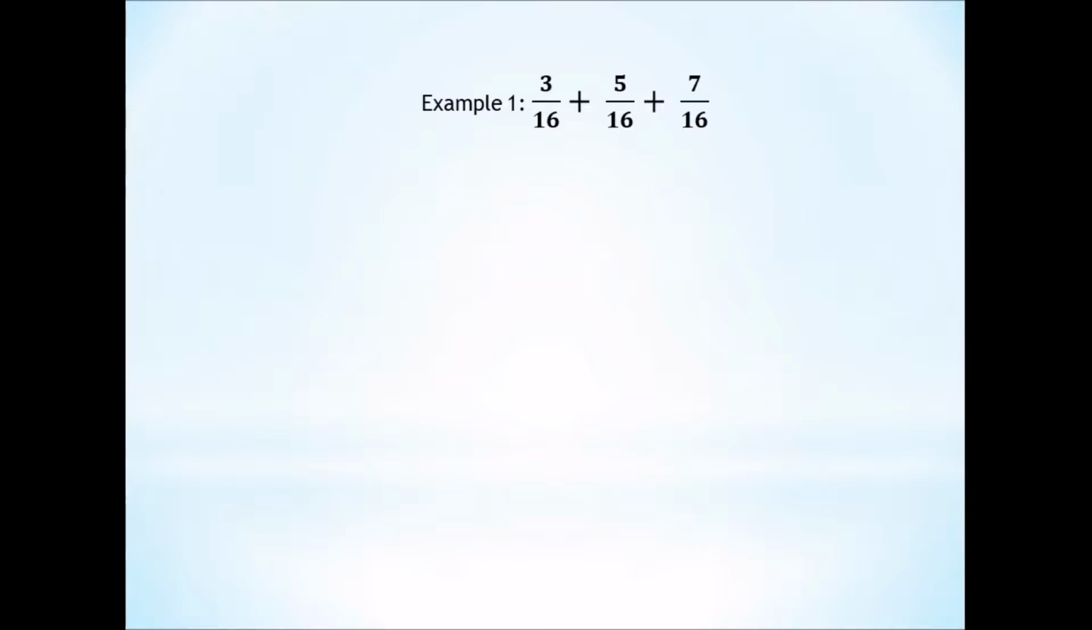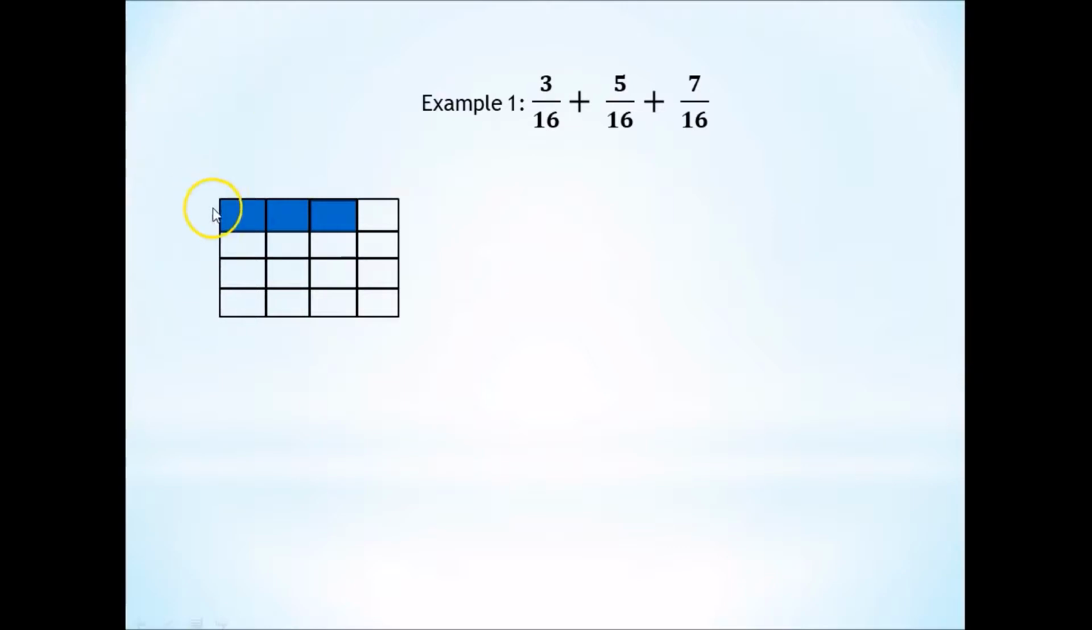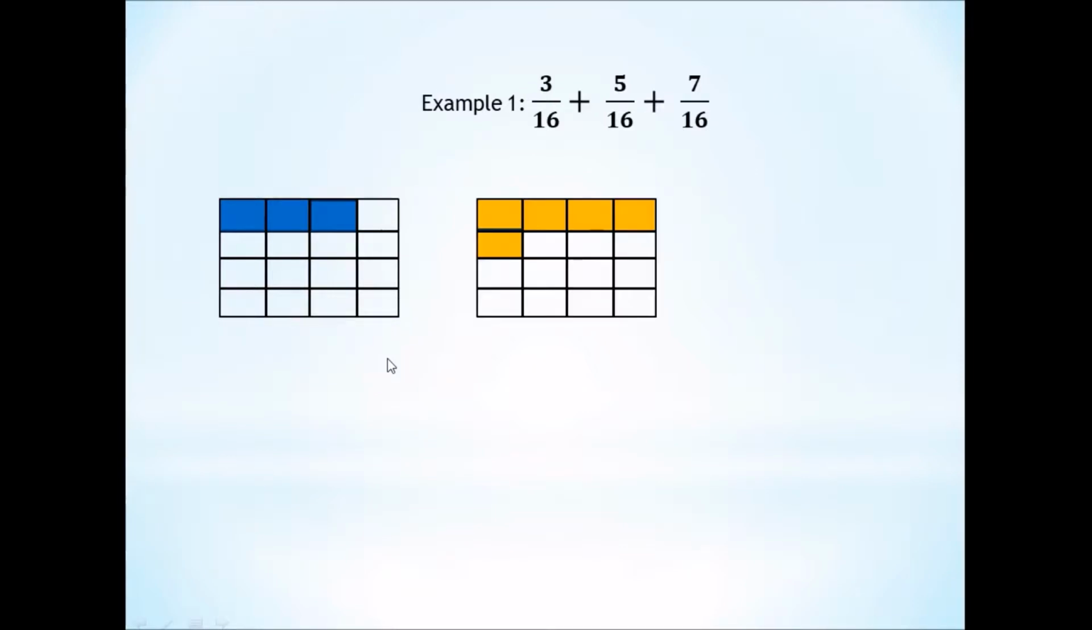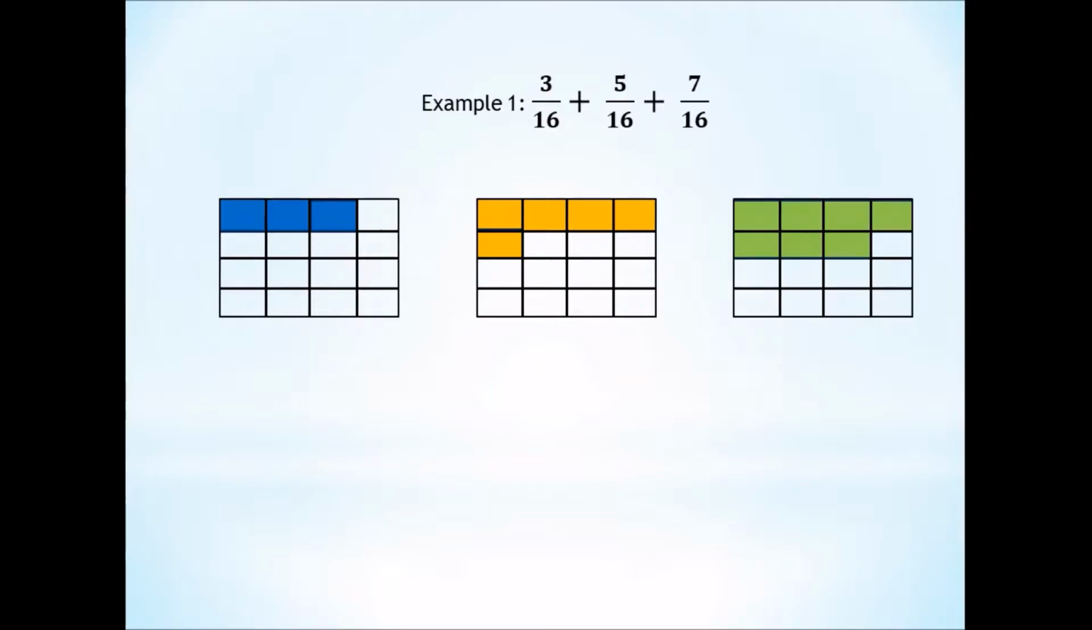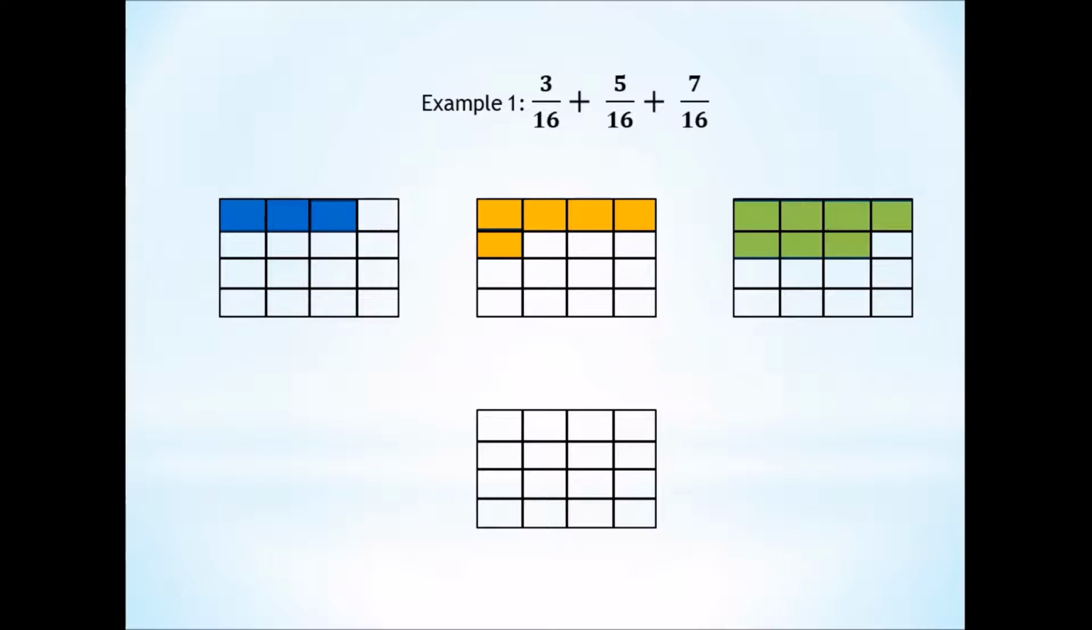So in example 1, we have 3 out of 16. So 3 out of 16 means that 3 parts are shaded out of the 16 parts, the total right here. When we have 5 out of 16, we have 5 parts that are shaded out of 16. And 7 out of 16 tells me that I have 7 parts out of 16 that are shaded. So adding all of those parts together, what does that look like?